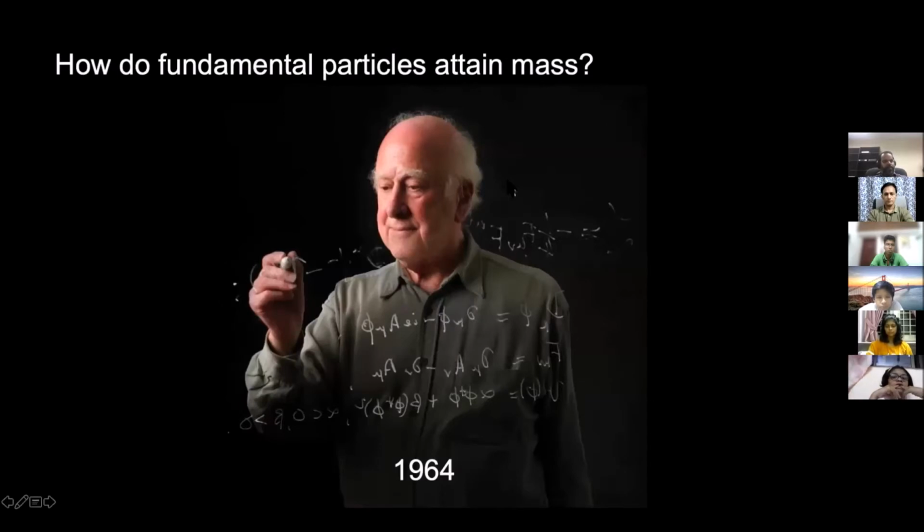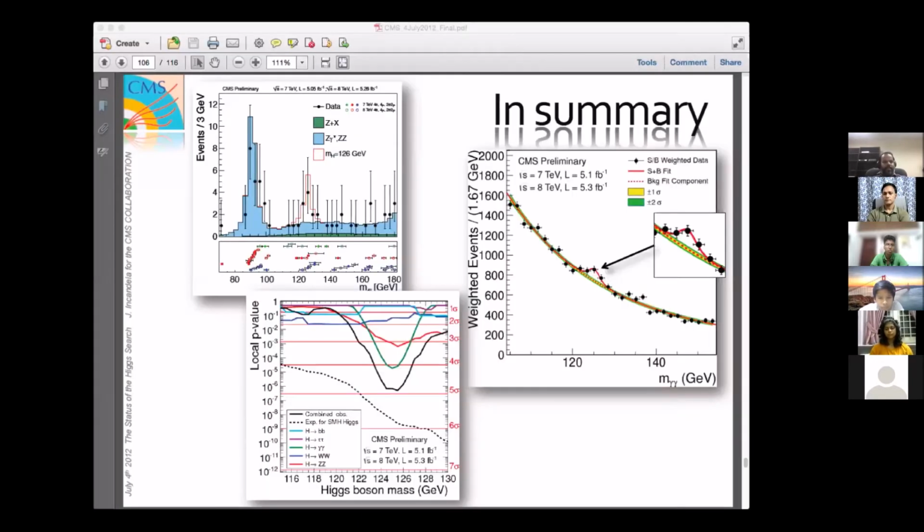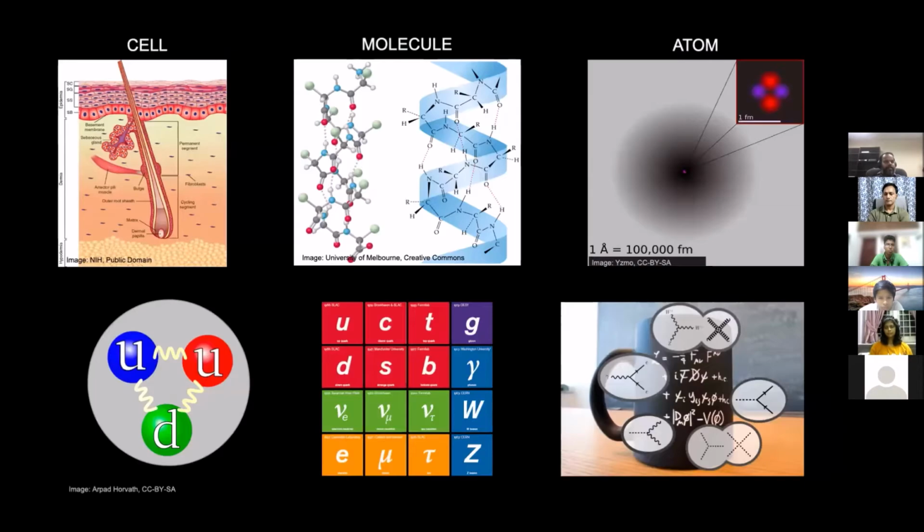The Higgs particle was proposed by Peter Higgs in the 1960s, and he got the Nobel Prize for the proposal after this particle was discovered 40 years later. Even though it was proposed in 1964, it was discovered only in 2012. So this is all about the discovery of the Higgs particle in 2012.